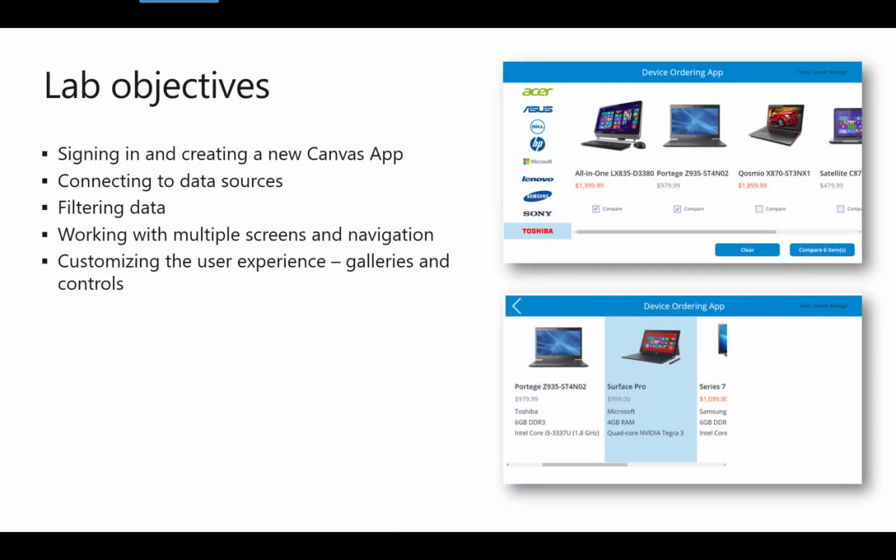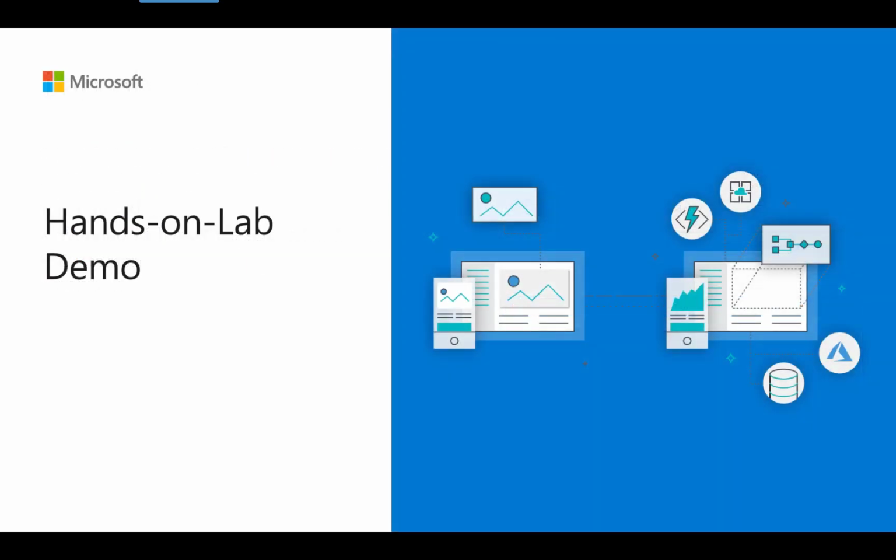In the first lab, we'll go over signing into our Power Apps environment, make.powerapps.com. We'll connect to various data sources. We'll show how to filter data, work with multiple screens, and navigate through those different screens. And finally, we'll customize the user experience by creating galleries and controls. Now, let's go ahead and start with the lab.